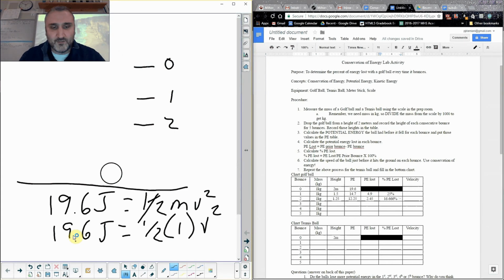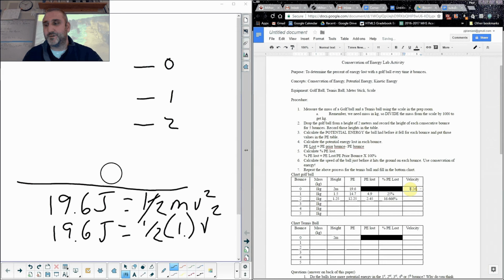I'm going to take 19.6, multiply both sides by 2 to get rid of that 1/2, divide both sides by 1 to get rid of the 1, and then take the square root of that. We should end up with 6.26 meters per second. And then you can do the same thing, where instead of starting at 2 meters with 19.6 joules, you can start at 1.5 meters with 14.7 joules. So instead of 19.6 here, you would have 14.7, and then you can figure out a new velocity.